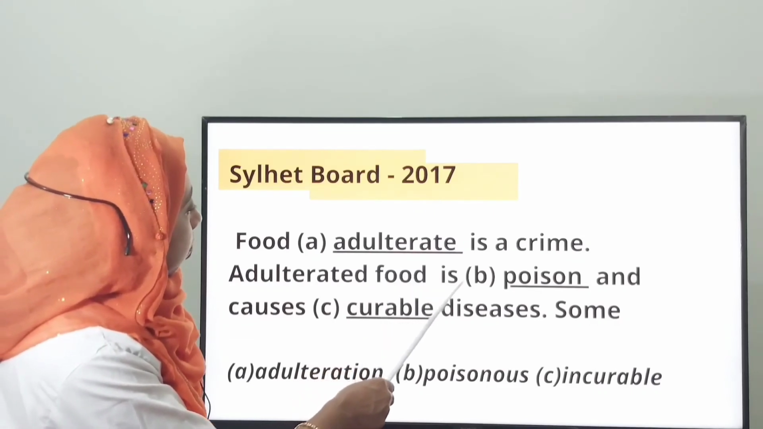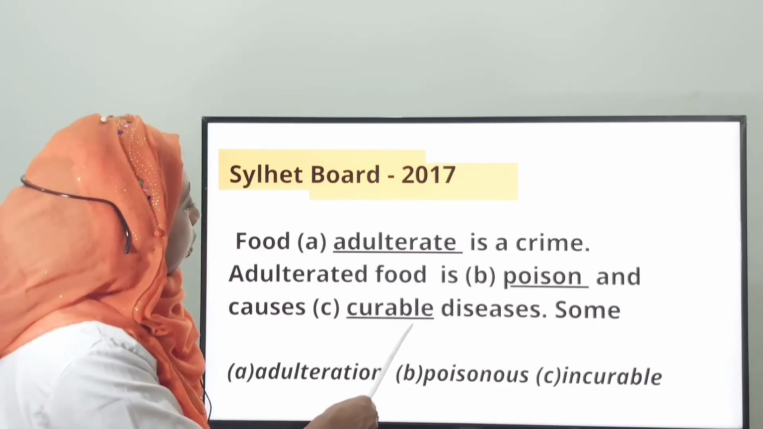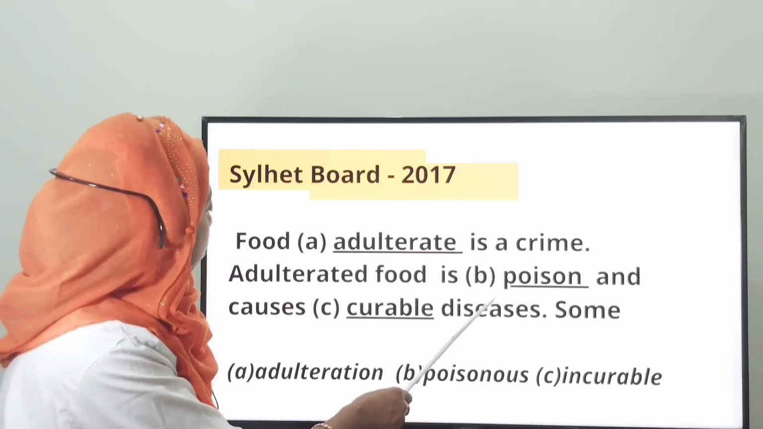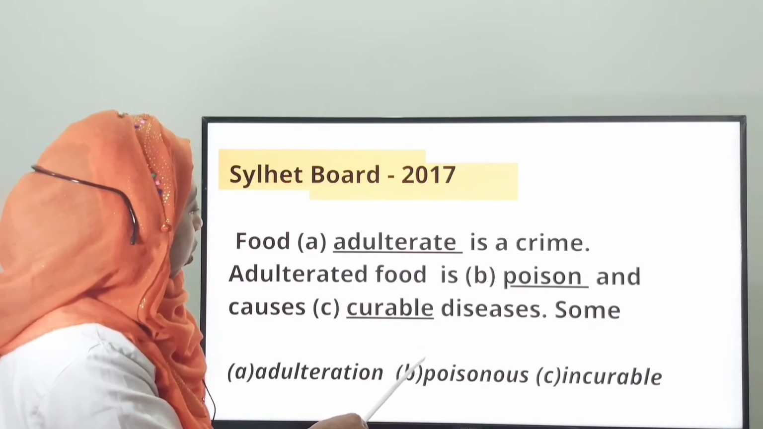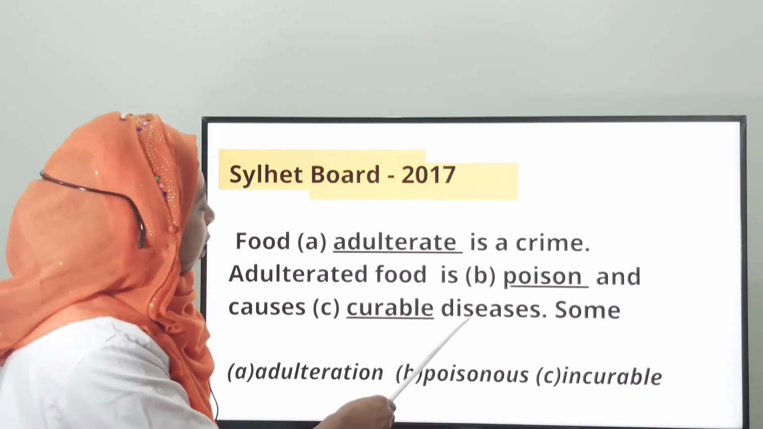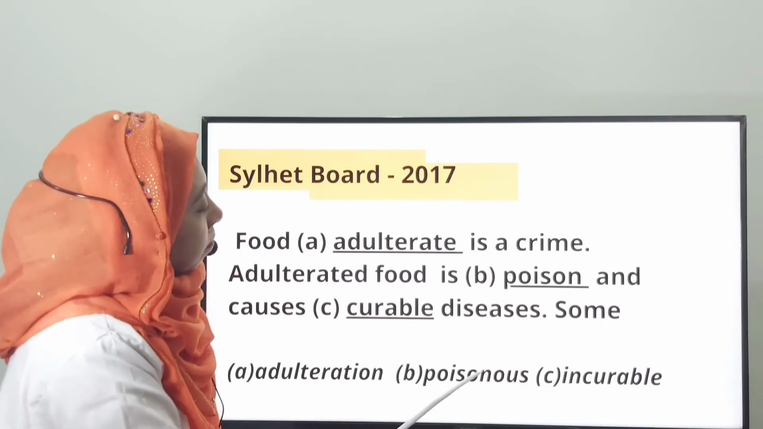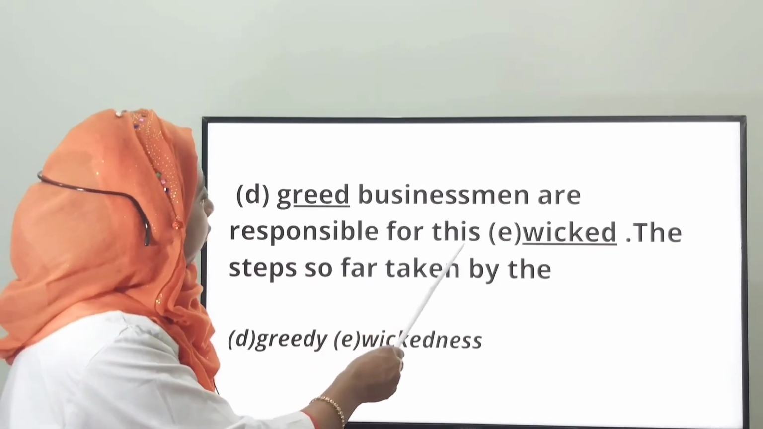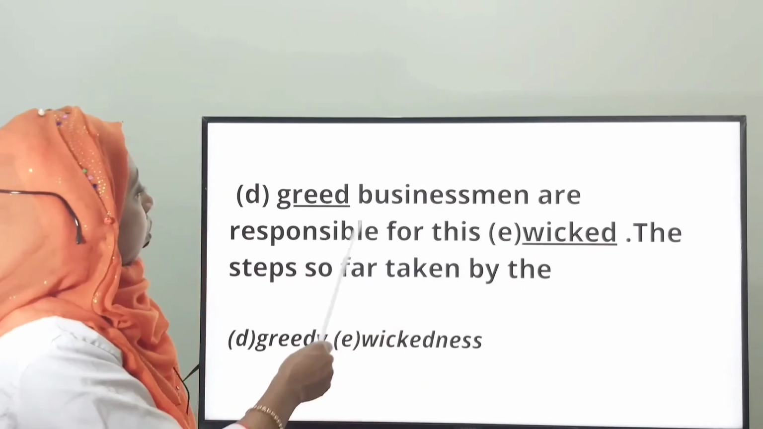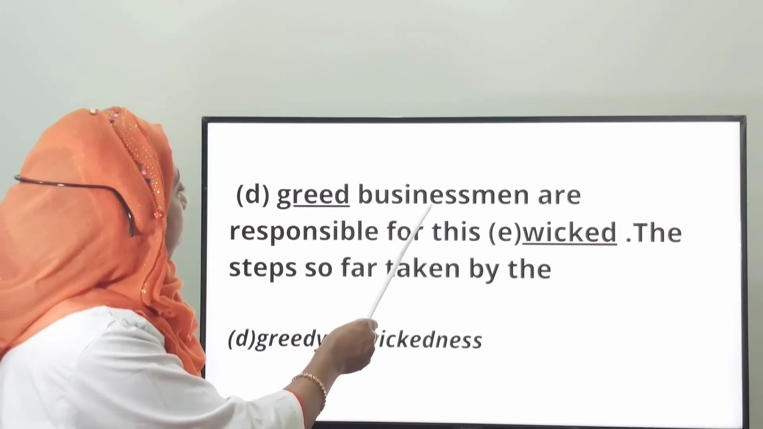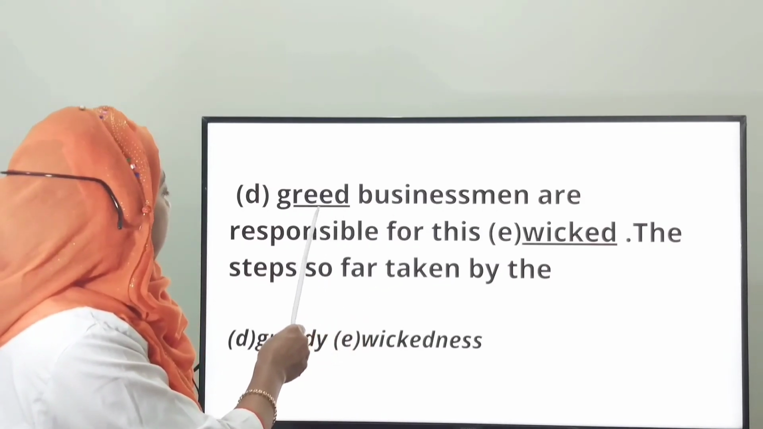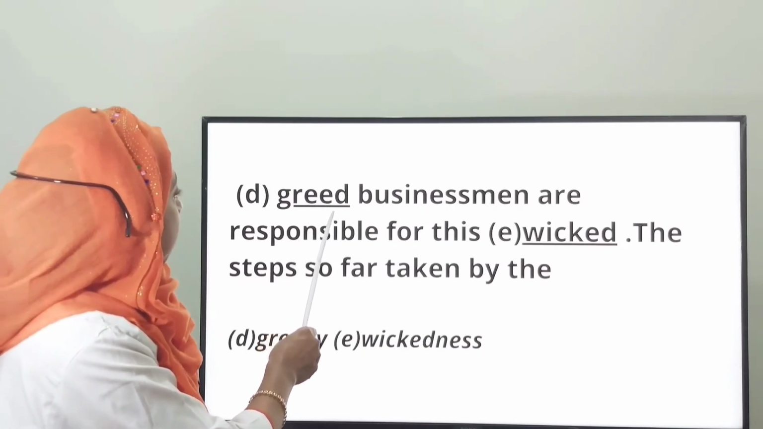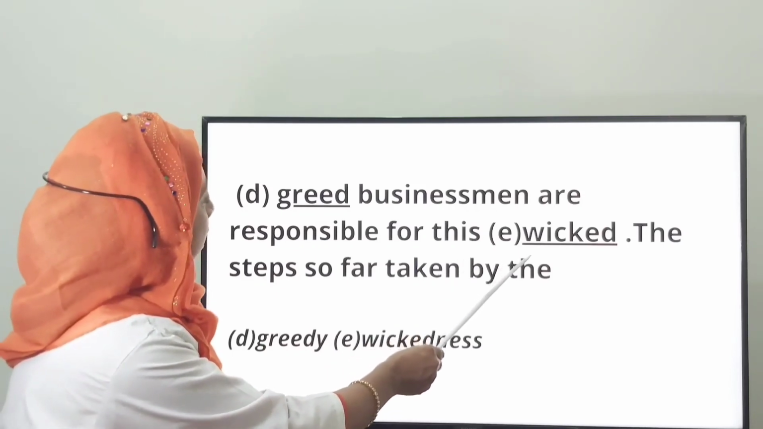Adulterated food is poison and causes curable diseases. So we think here the same parts of speech, poisonous and incurable. That means both are adjectives. Some great businessmen are responsible for this wicked. Dear students, you know businessman is a noun word. Before that we will use an adjective. So this is the position of an adjective. We will change this word into greedy. And for this word it will be wickedness.